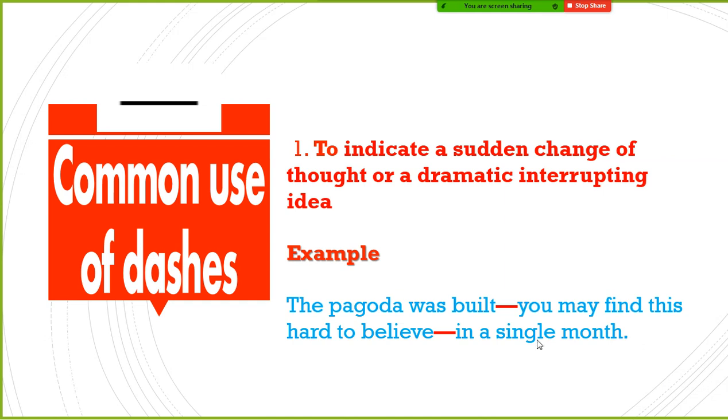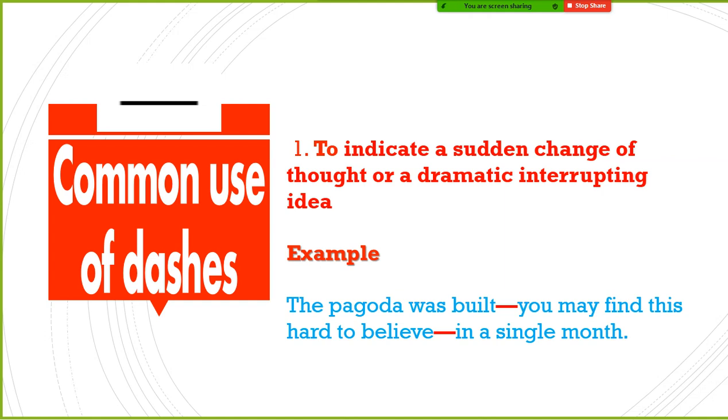So, Judy, what is between the dashes? What do you consider it? Is this part of the sentence itself? What is between the dashes is not a description. It is not part of the sentence, but as if the writer is interrupting the sentence by telling you, you may find this hard to believe. If you erase the part between the dashes, you will find a complete sentence: the pagoda was built in a single month.